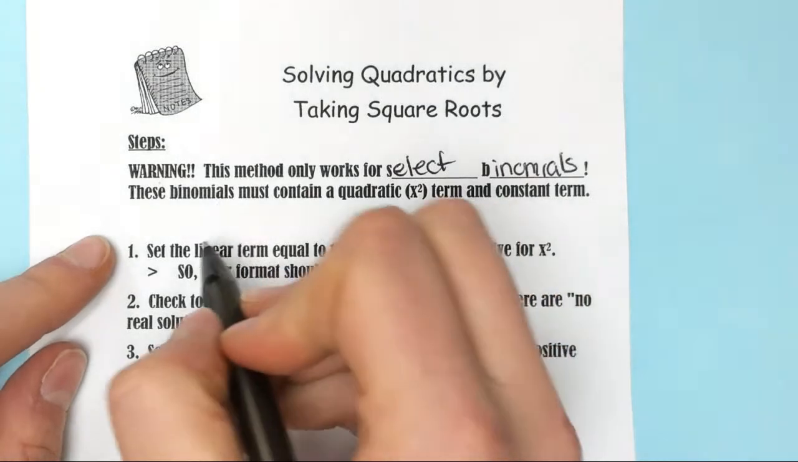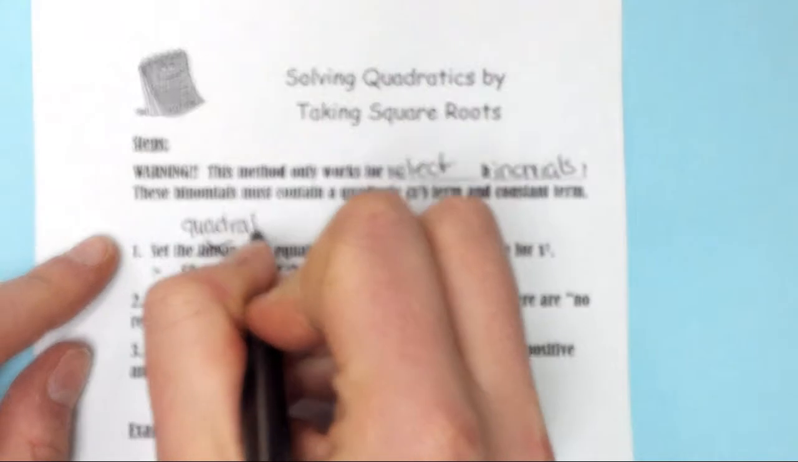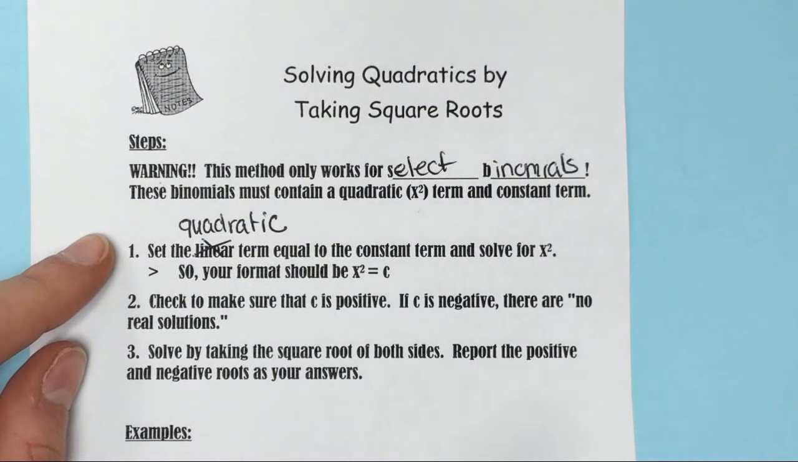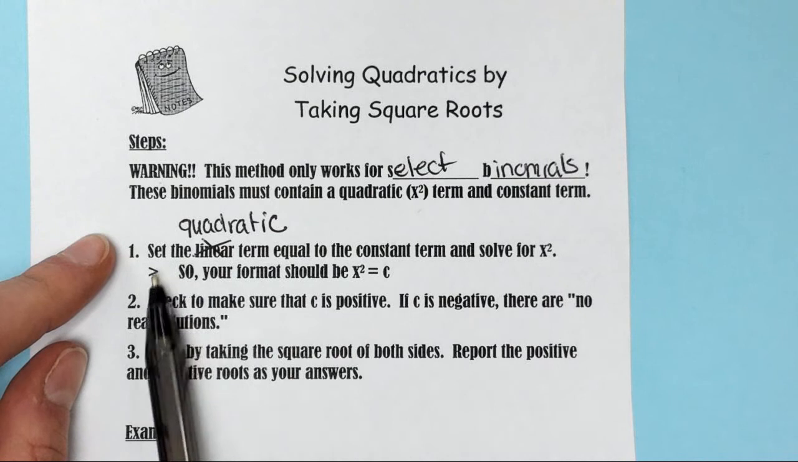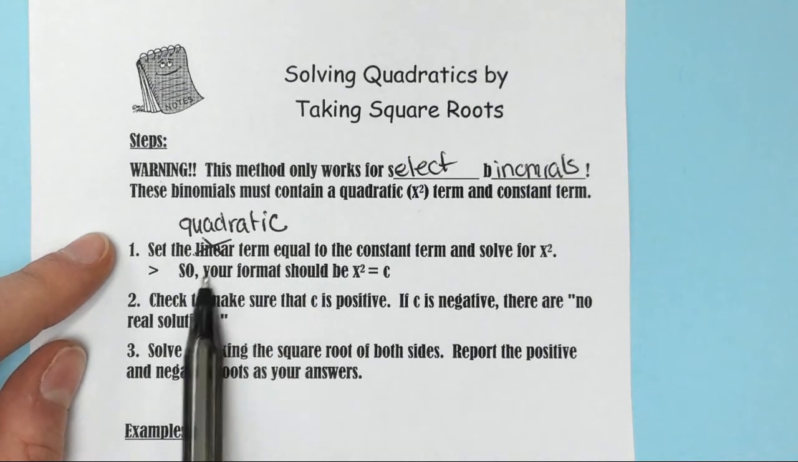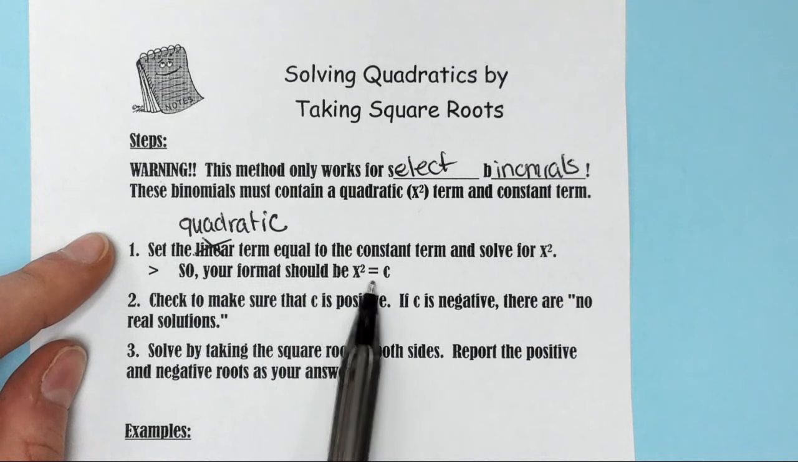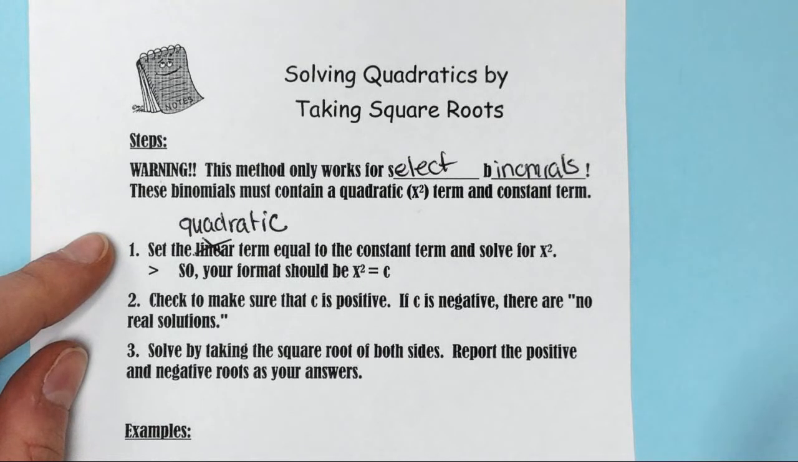Step 1 is to set the quadratic term equal to the constant term and then solve for x squared. So you probably want to fix that typo. It should say quadratic and not linear. Again, there are no linear terms. So your format should be x squared is equal to c, and c is some constant. Notice there is no coefficient on the x squared. You want to be solved just for x squared.